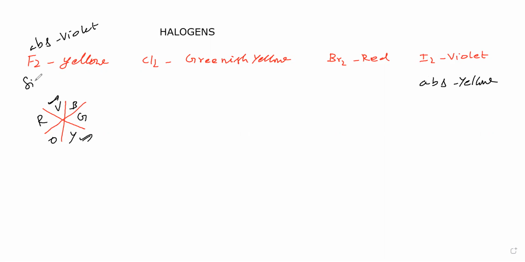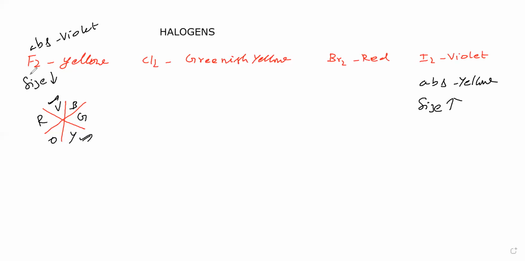Fluorine is small in size, iodine is higher in size. Since the size is high, it is absorbing low energy color for excitation. Since it is small, it is absorbing higher energy color for excitation. Small size means the electron cloud is tightly bound, so it requires more energy for excitation. Therefore it absorbs higher energy violet light. For large size, the electron cloud is loosely bound, so it absorbs lesser energy yellow color for excitation.